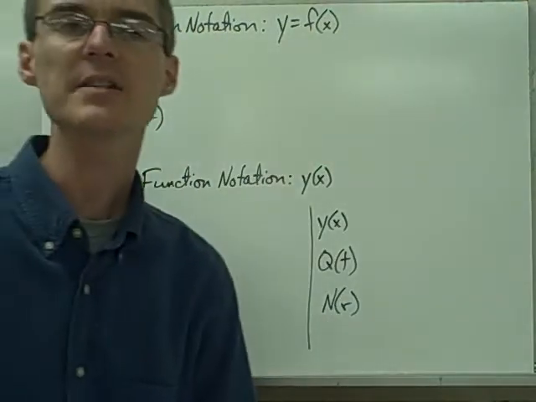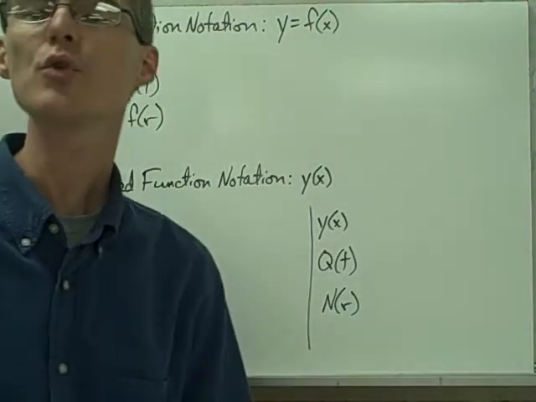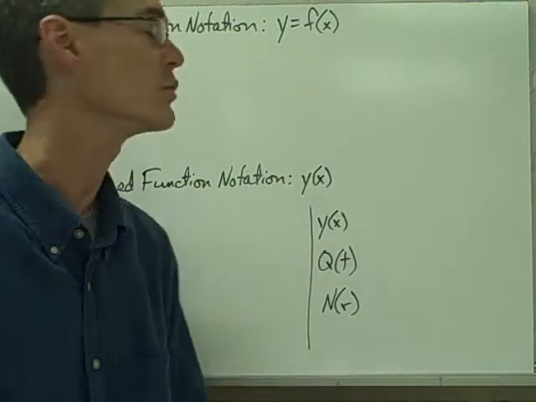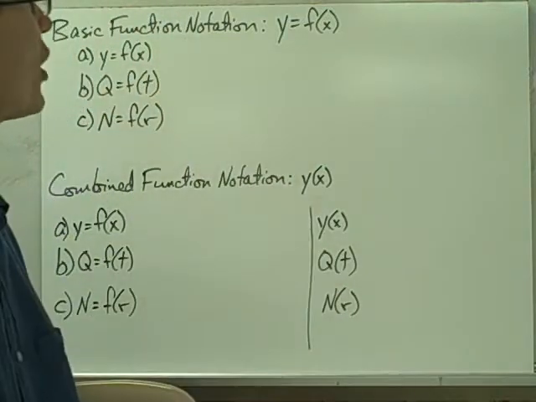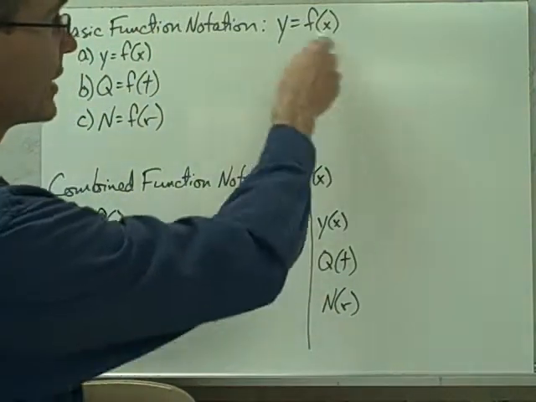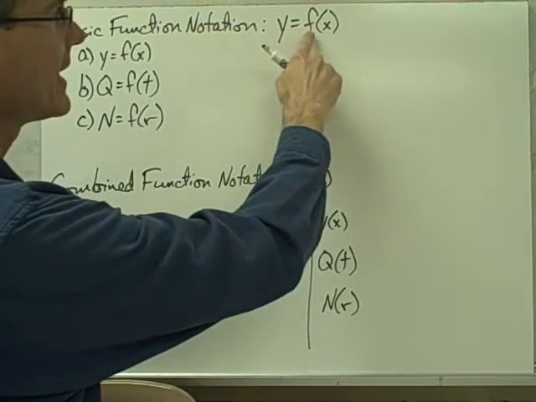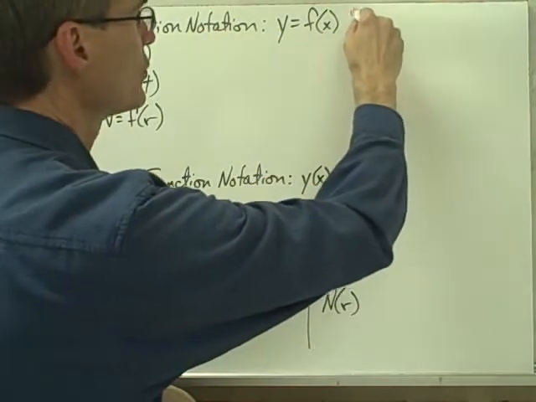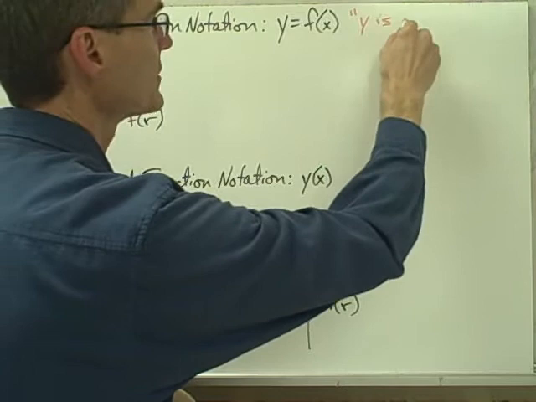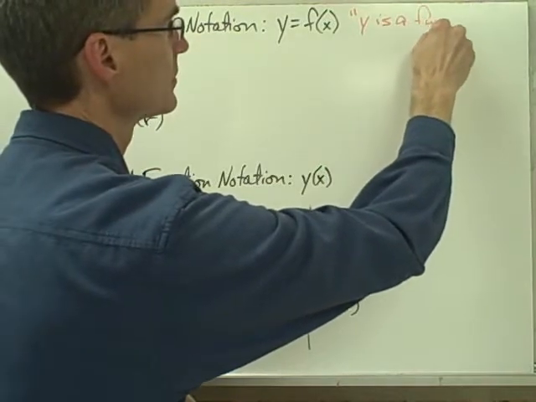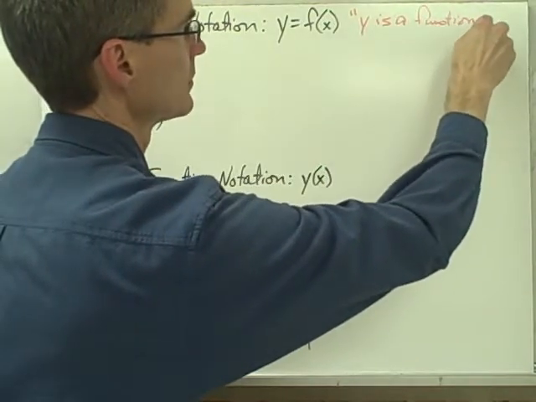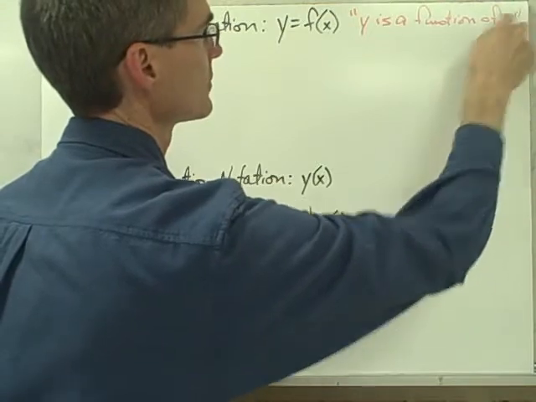Now, let's take a look at some function notation. There are two types of function notation that we're going to be using in this class. The first one we call basic function notation, and it looks like this. This is read y equals f of x, or you could say y is a function of x.